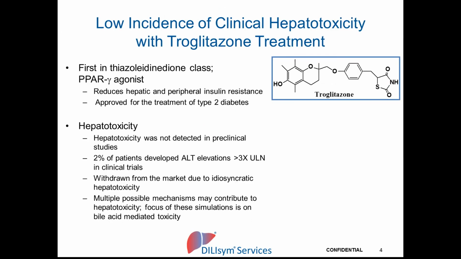So back to our application, troglitazone, a PPAR gamma agonist, which was the first in its class of the thiazolidinediones for treating type 2 diabetes. It ameliorates peripheral insulin resistance and hepatic insulin resistance, reducing glycemia. It was available on the market for a brief period of time until hepatotoxicity was reported in 2% of the patients. Hepatotoxicity had not been detected in the preclinical studies.